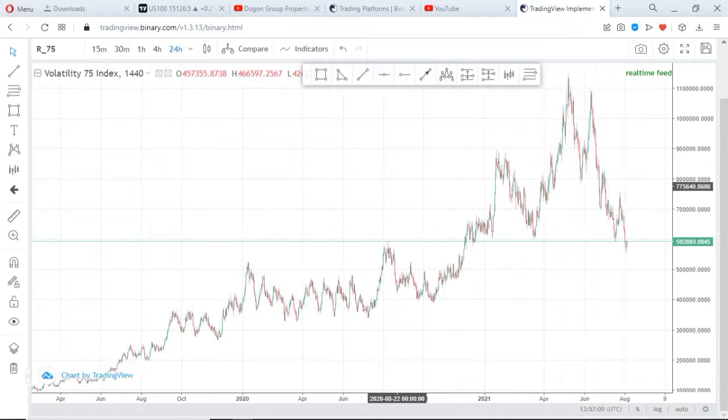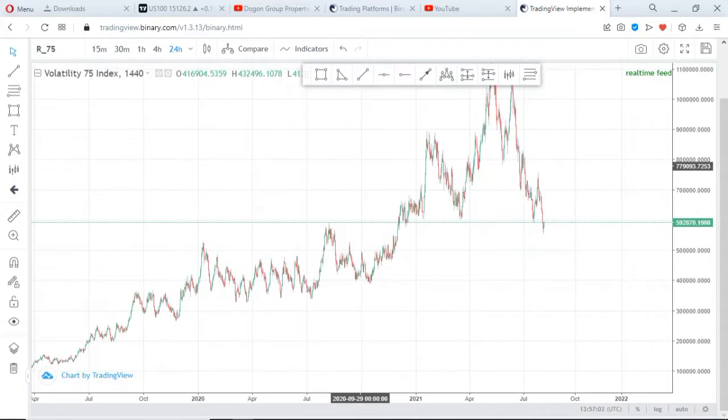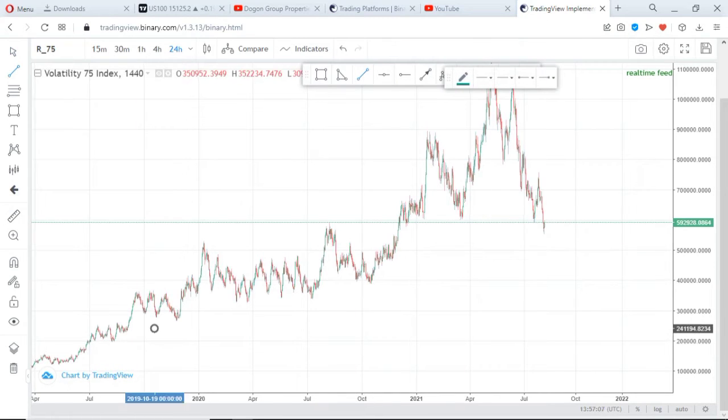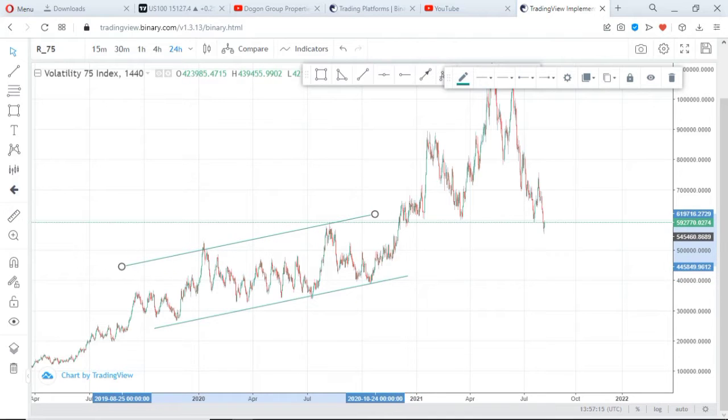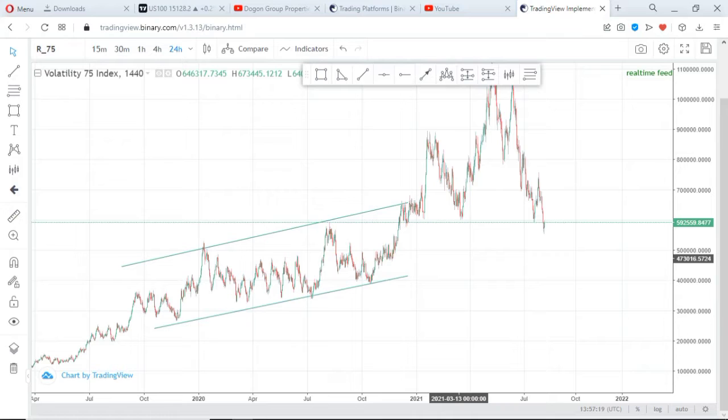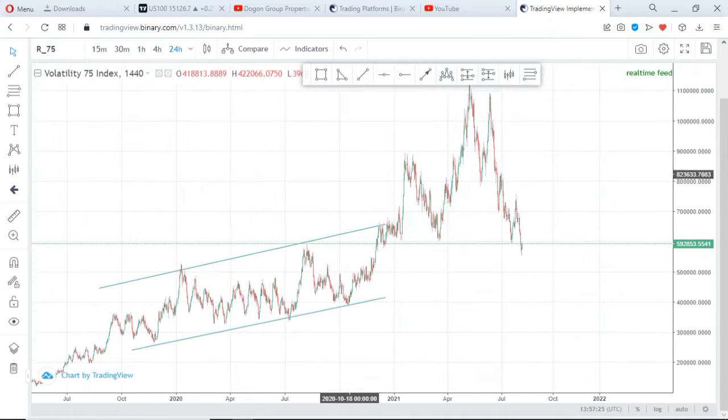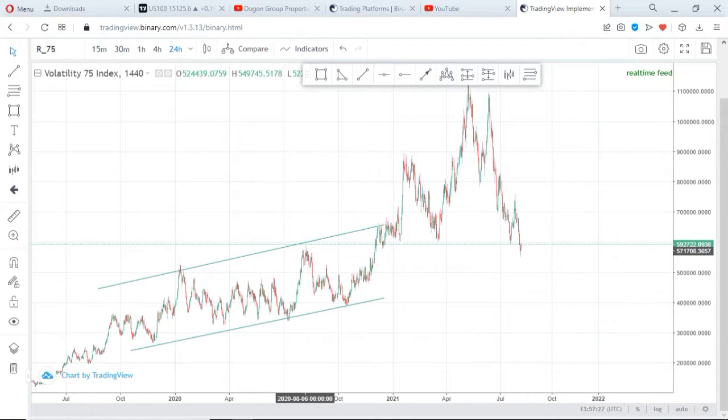Okay, as you can see on the chart, guys, when I looked at Volatility 75, I saw that it's in a bullish trend. You can see there's a channel going up there. I'm going to clone this line and put it on top. You can see there's a bullish channel that was going up. Then I saw this trade, and remember, we're on a daily chart, because this is a long-term chart analysis. We're going on a bullish channel.